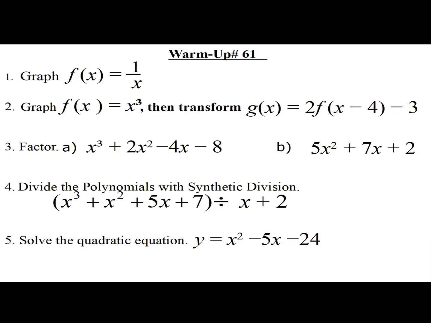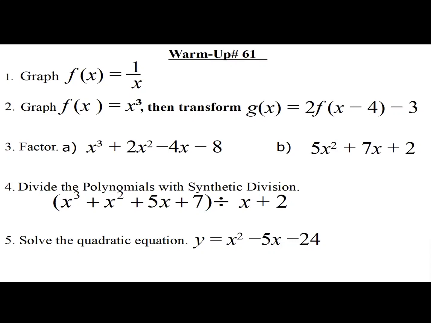Warm-up number 61 is on the screen. Number 1 reads, graph f of x equals 1 over x. Number 2 reads, graph f of x equals x cubed. Then transform using g of x equals 2 times f of (x minus 4), minus 3.